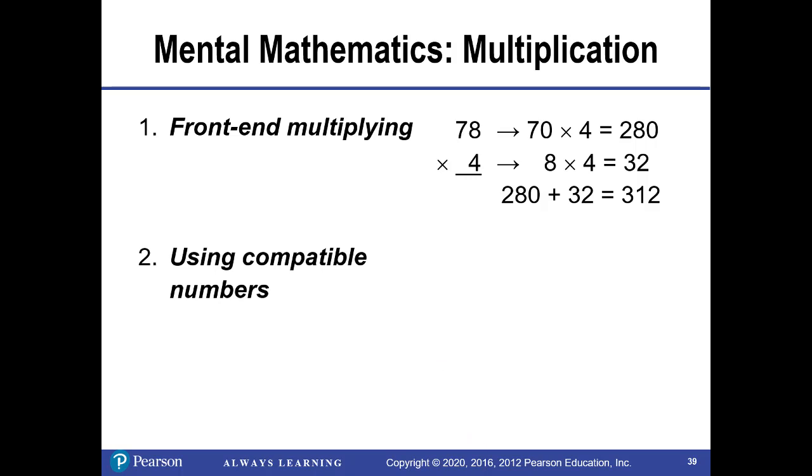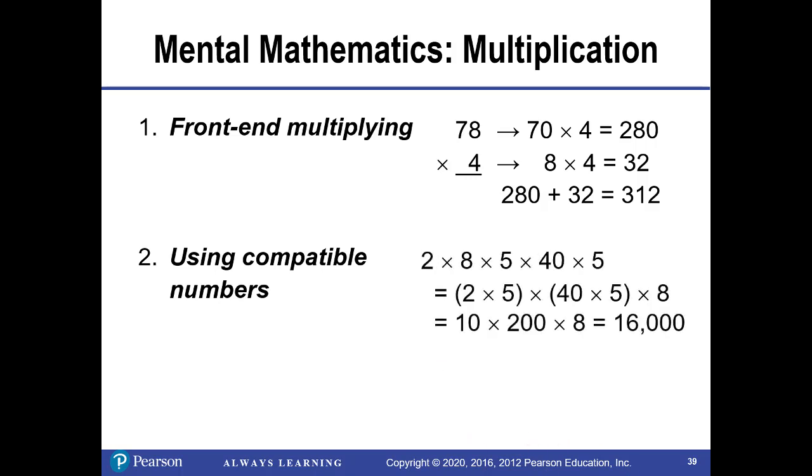We can also use compatible numbers. So if I'm multiplying 2 times 8 times 5 times 40 times 5, we can use our associative and commutative rules to regroup those into numbers that are easier to work with. Anything ending in 0 is usually fairly easy to work with. Powers of 10 are easy to work with. So one way I could regroup this is eventually get to 10 times 200 times 8. So 10 times 200 is 2,000. 2,000 times 8 is 16,000.